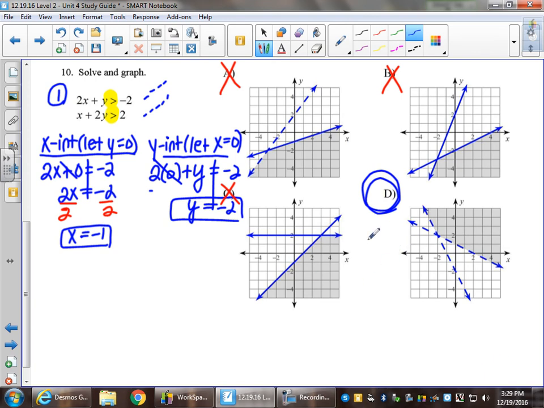But it would be nice if you could tell me that, okay? If that ends up being your reason, say, I realize both of these are dashed lines. D is the only choice that has dashed lines. Something to help me know you didn't just randomly pick it, okay? Very good.